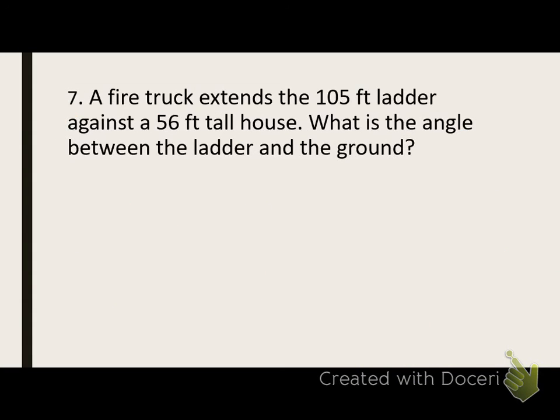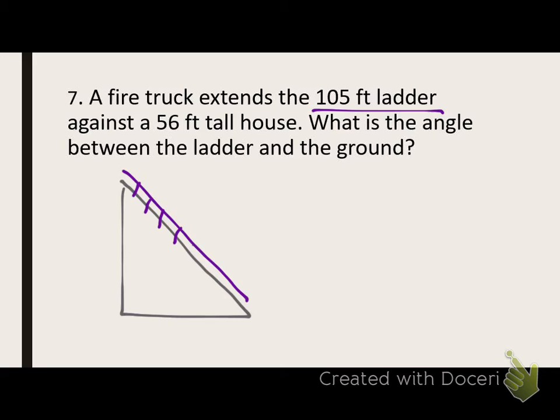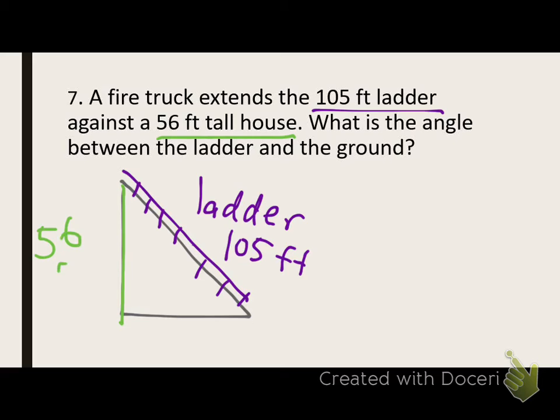A fire truck extends the 105-foot ladder against a 56-foot tall house. What is the angle between the ladder and the ground? So we've got a right triangle somewhere. Where is the ladder always going to be? The hypotenuse is always the ladder. And in this case, we already know the length of the ladder is 105 feet. Then it says, against a 56-foot tall house. It is on the left. It is a height. It's leaning against the house. Houses are up and down.